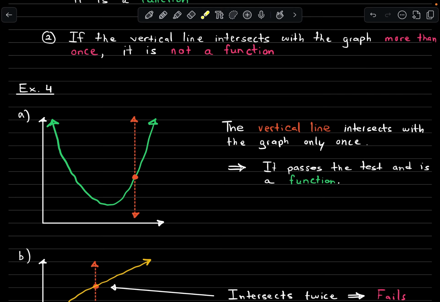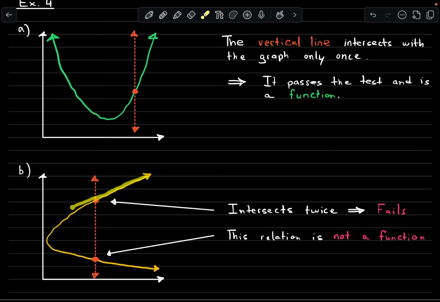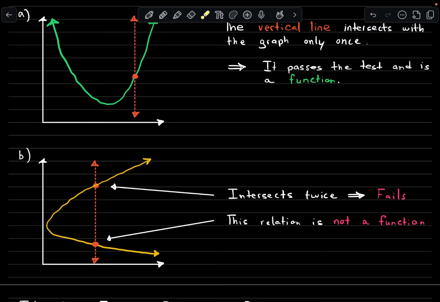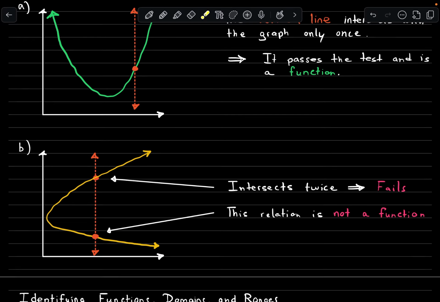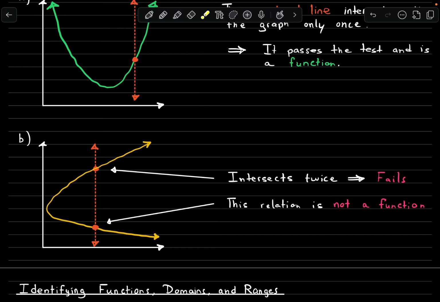In example B, well, now I've got this same shape, but it's kind of facing sideways now. And now if I draw a vertical line, we're intersecting up here and down here. We're intersecting twice. This is going to fail the vertical line test, and therefore this relation is not a function. Okay. So the vertical line test is just a quick way to visualize what we've already been talking about in terms of the y values and the x values.